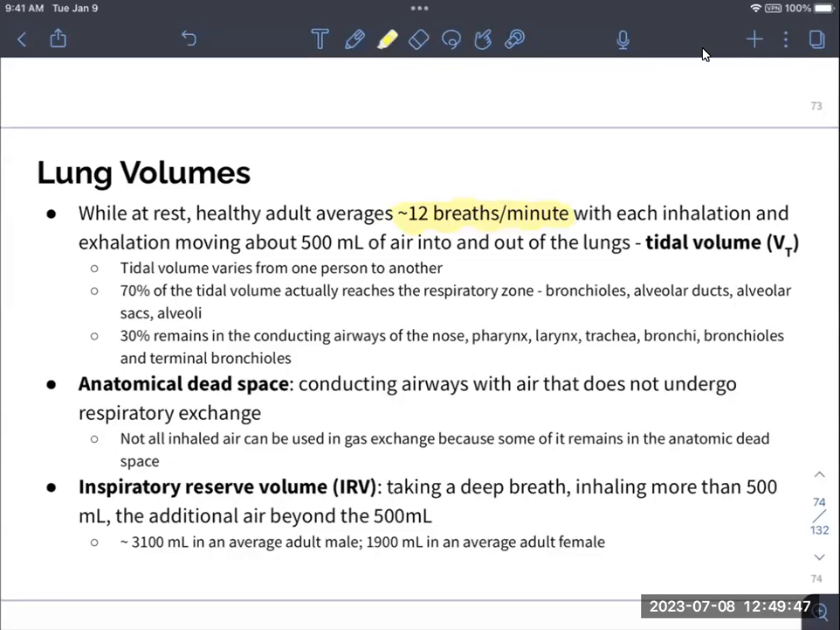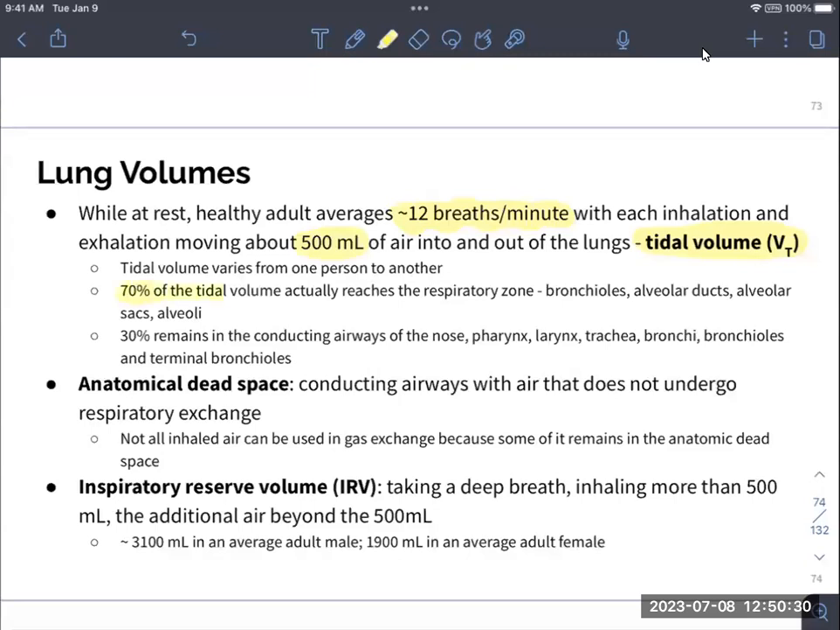So anyways, your normal breath is that full inhalation and exhalation. Normal adults will move about 500 milliliters of air into and out of the lungs. That is known as your tidal volume: how much air you take in and out on a normal breath. It does vary from person to person, but 12 breaths is about average, and 500 milliliters of air is about average.